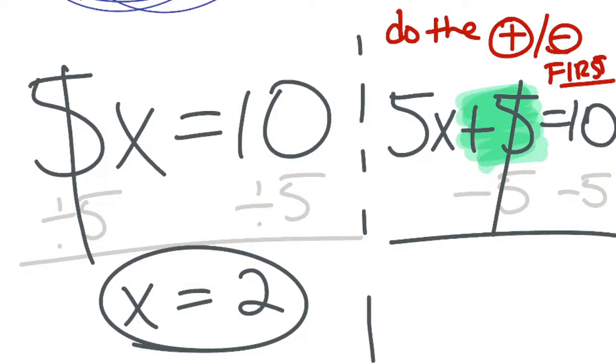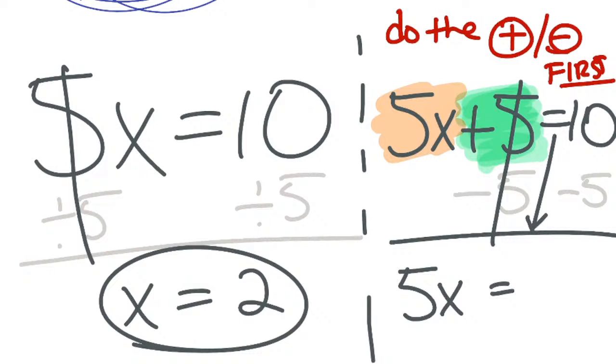Ta-da. Bloop. What are you left with over here? What do you mean left with, Mike? What's left on this side? 5x. Cool. Copy it. What do you mean copy it? You haven't done anything with it yet. Copy it down. 5 and minus 5 cancel each other out because they make 0. Copy your equal sign because, obviously, you can't do anything with an equal sign. And then 10 minus 5 is 5.